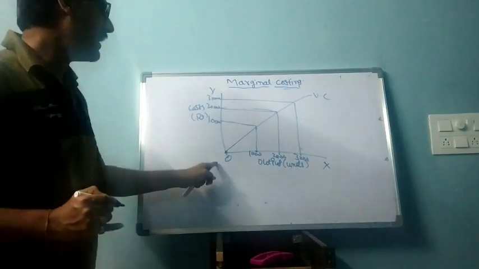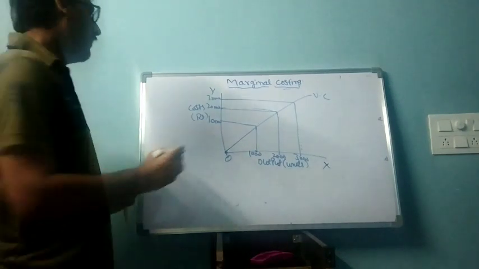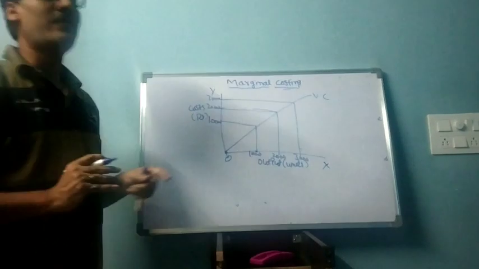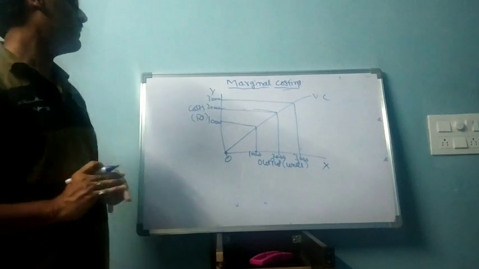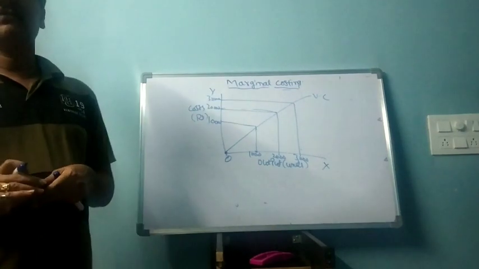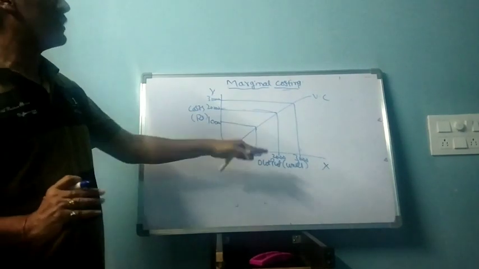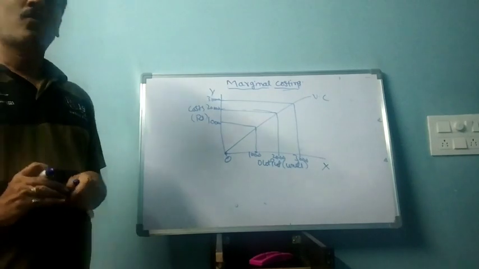Why is it starting from the origin? What is the reason? Variable cost will be 0 at 0 level of output. But it is not the same in the case of fixed cost. Like this, both costs should be represented on a coordinate axis.